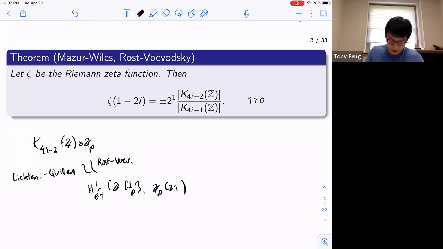On the other hand, this object, this étale cohomology group, is related to the zeta function by something called the Iwasawa main conjecture, which was proved by Mazur-Wiles.